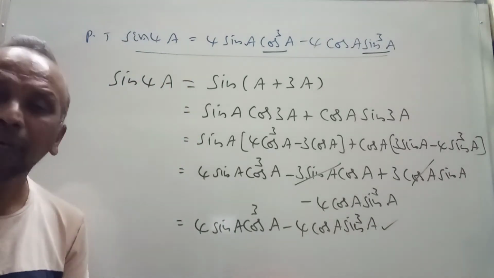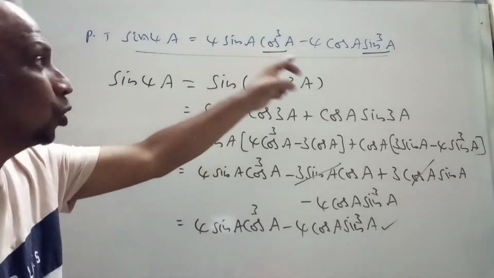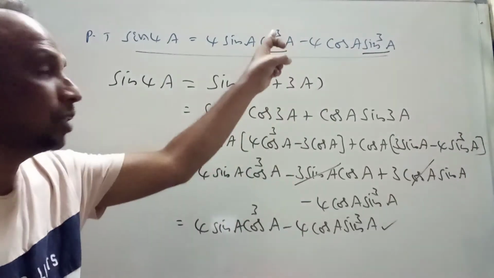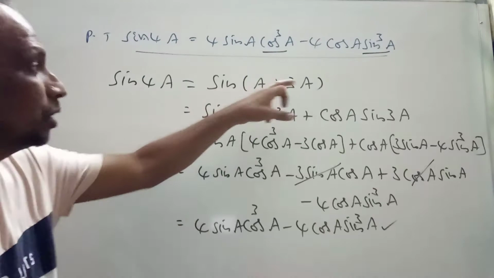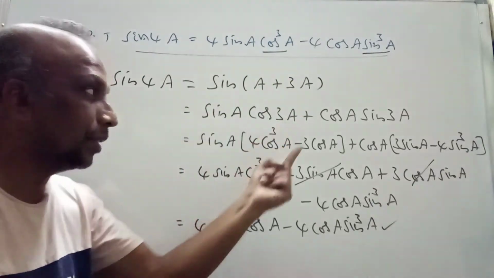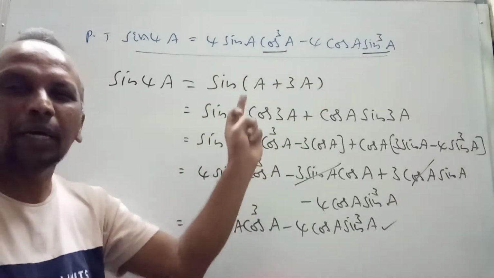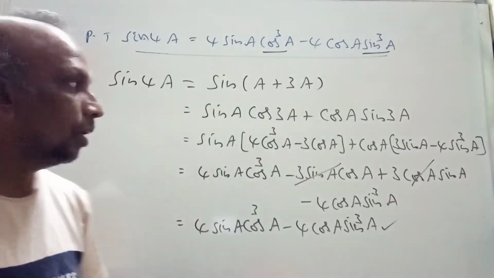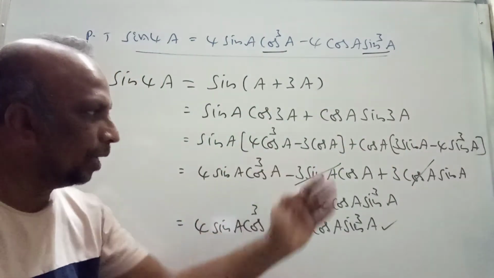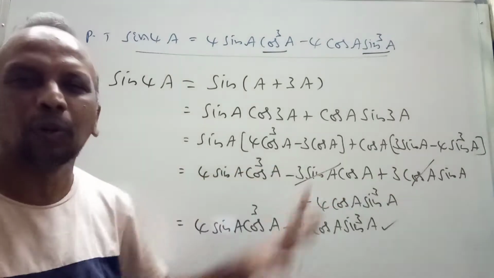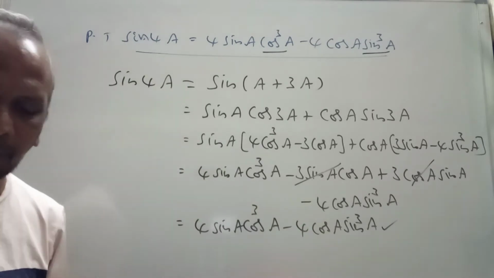Alright, is it clear? They are asking sin 4a equals this. When I saw cos cube a and sin cube a, definitely these terms appear in the sin 3a and cos 3a formulas. So I have taken sin of a plus 3a, which is easier than 2a plus 2a. Expand sin of a plus b as sin a cos b plus cos a sin b, write the formulas for cos 3a and sin 3a, and expand. These two terms are minus and plus, so you can strike them out. Now you can write this. So this is the required answer. This is one of the problems.